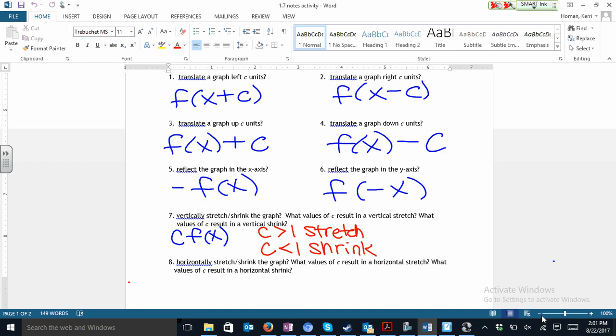Now, in order to apply this transformation, you're going to take all of your y values from your parent function and you're going to multiply them by c. You're going to take your parent function y values and multiply them by c. And that's all it takes to stretch it. Or shrink it, I guess.